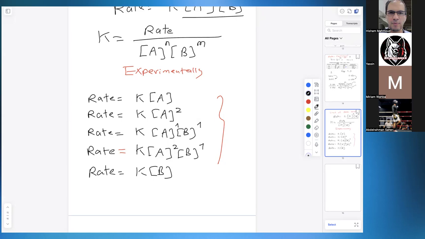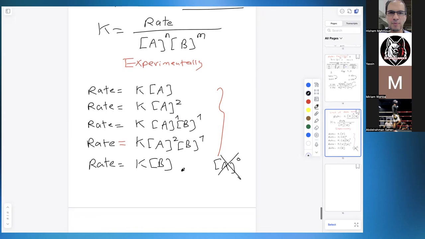If it is not showing, it means it is 0 because A to the power of 0 is 1. So what does it mean, Yasin, A to the power of 0? It means that changing the concentration has no effect on the rate. Don't forget, zero order means no effect on the rate. All these options exist, mister.